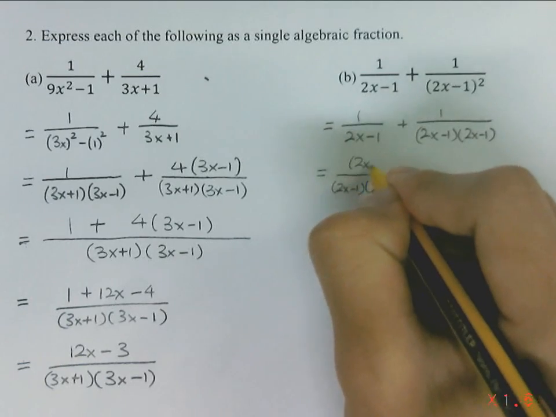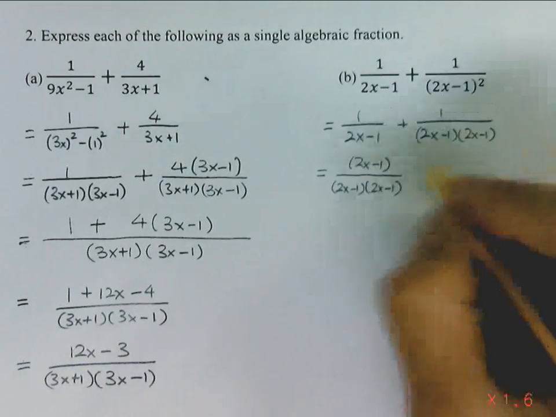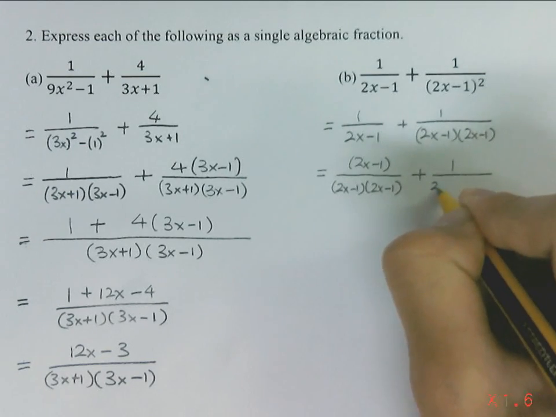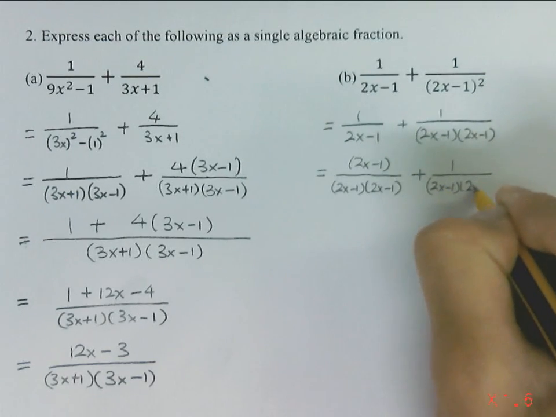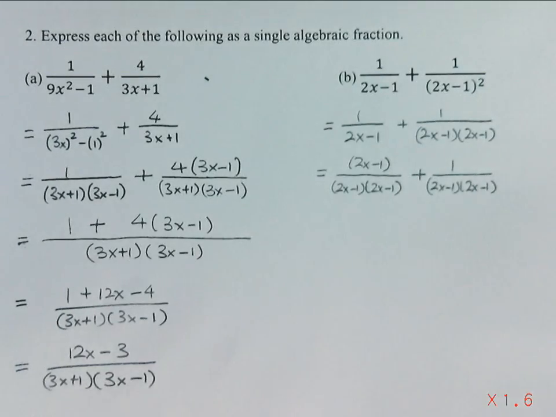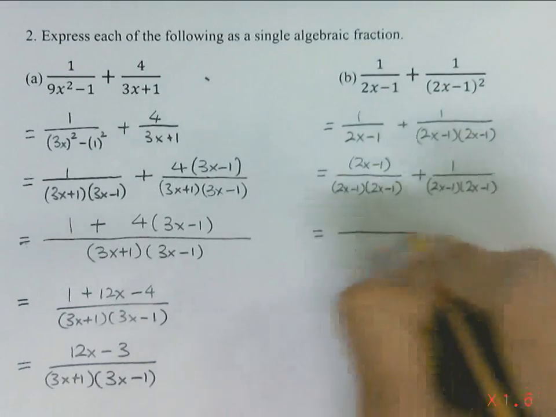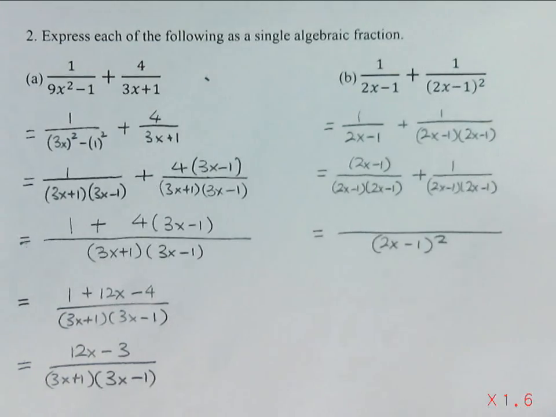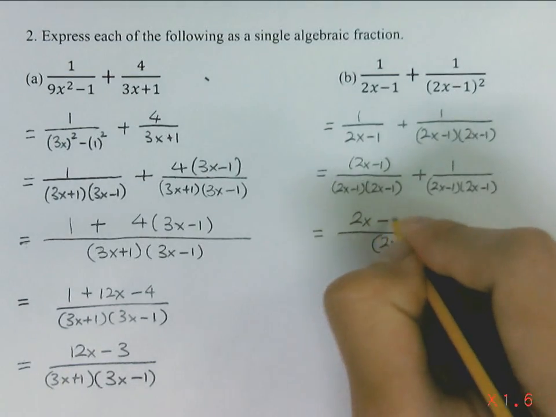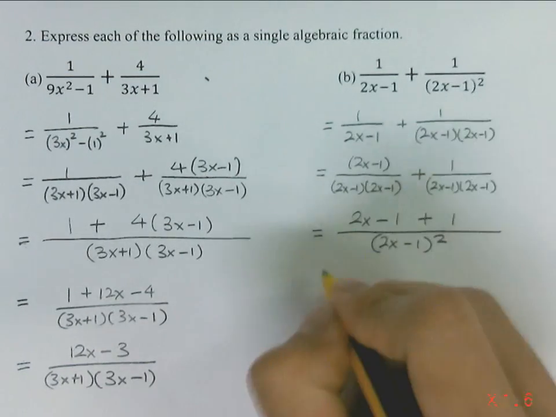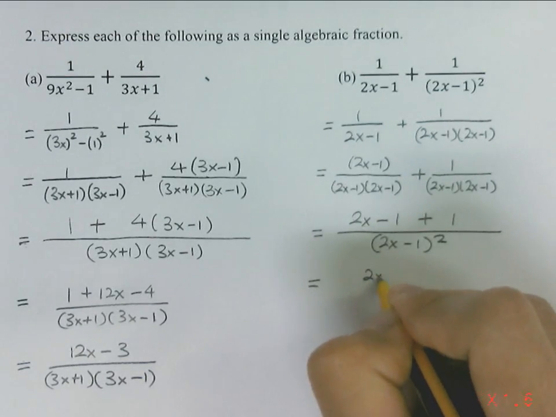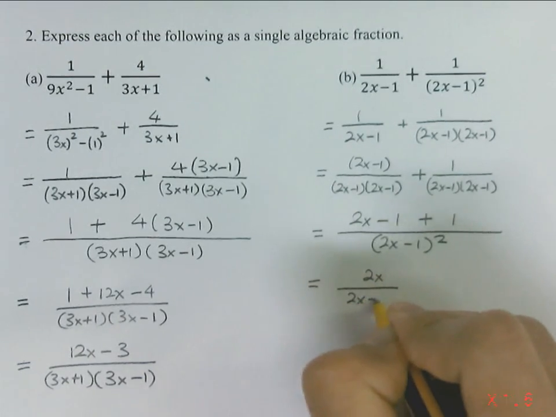So it will be 2x minus 1. Well, the other side just remains the same first. And now the common denominator will be 2x minus 1 squared. Simplifying the numerator by combining both terms, and that will simply give me 2x over 2x minus 1 squared.